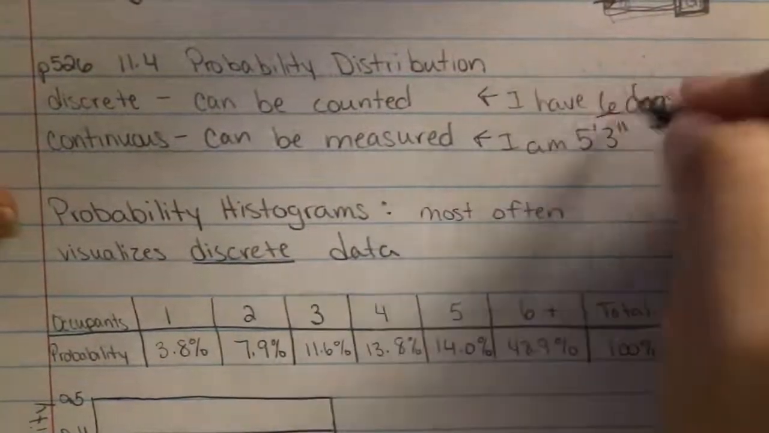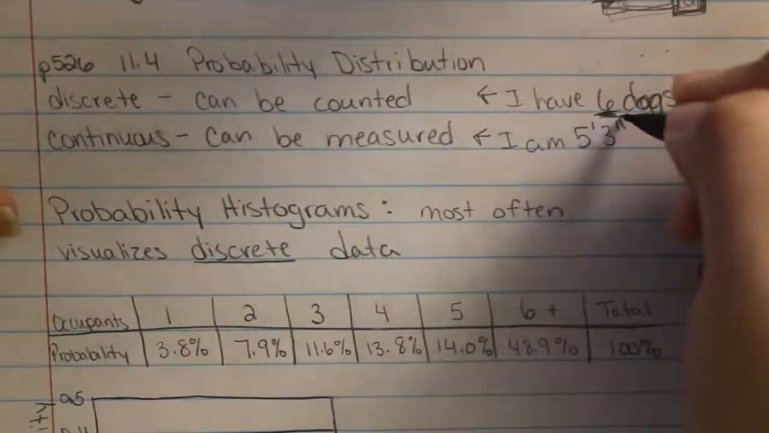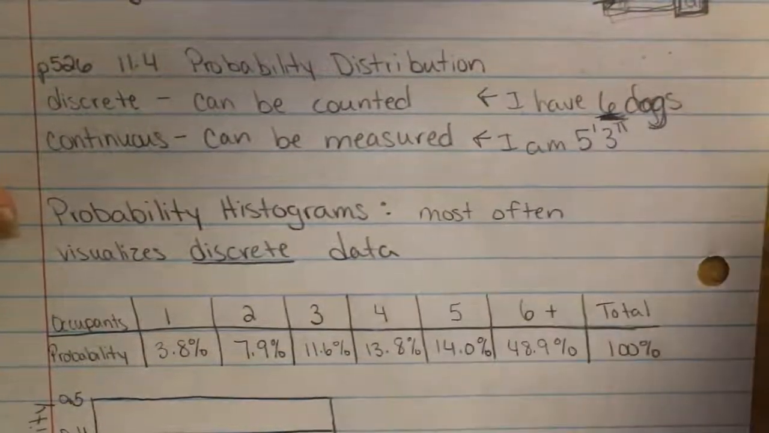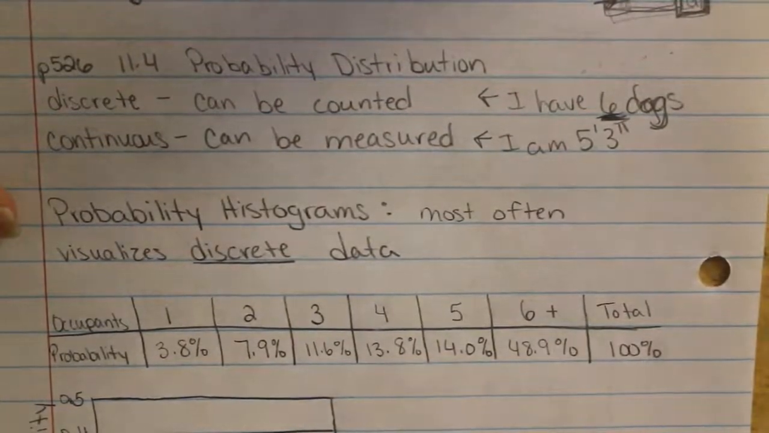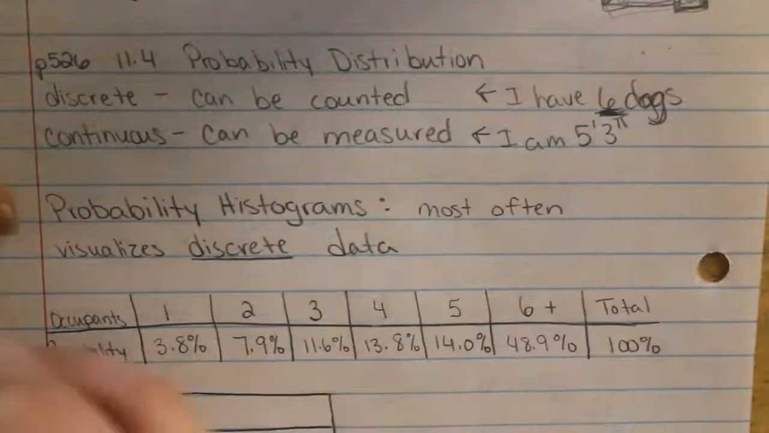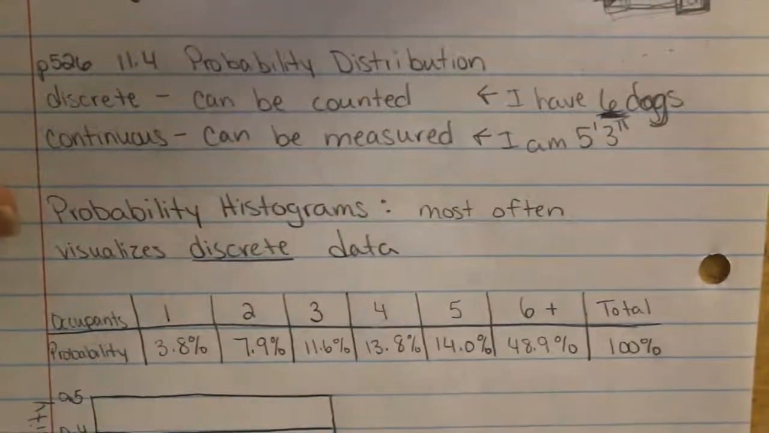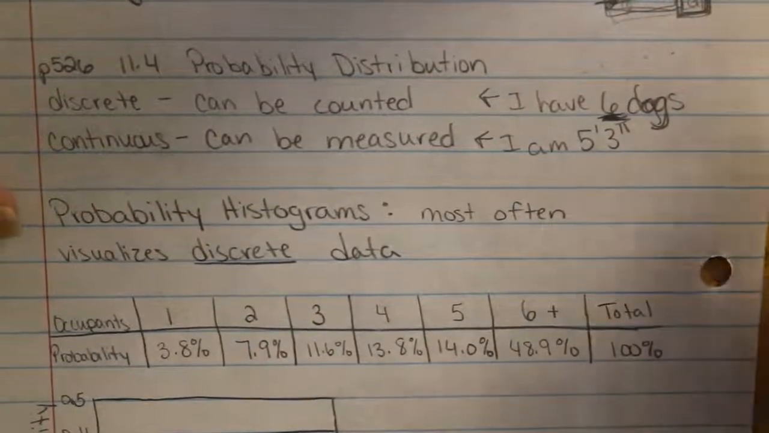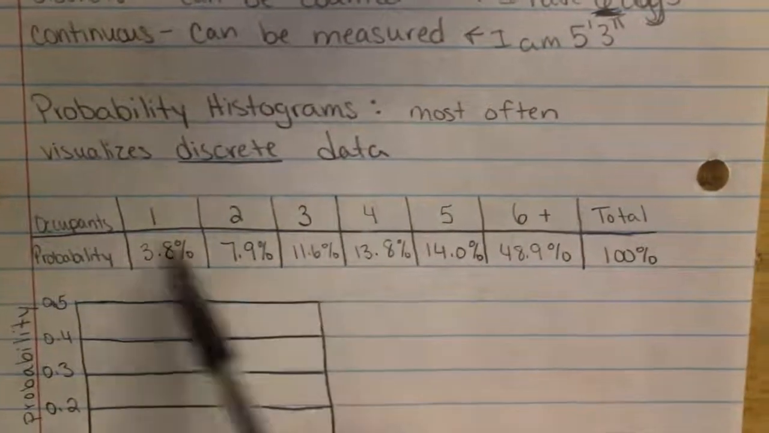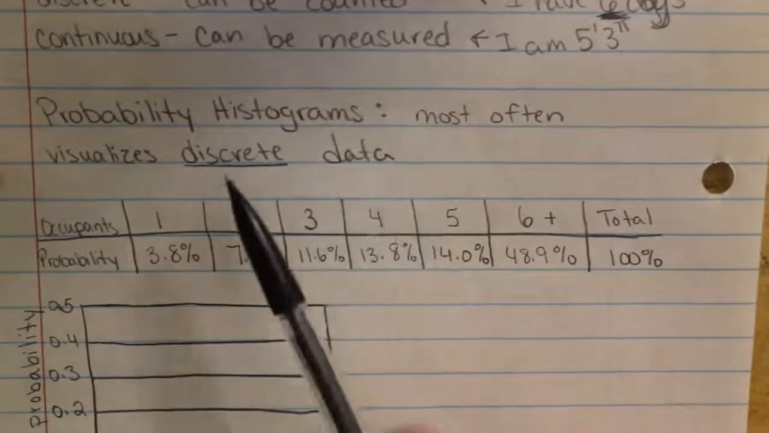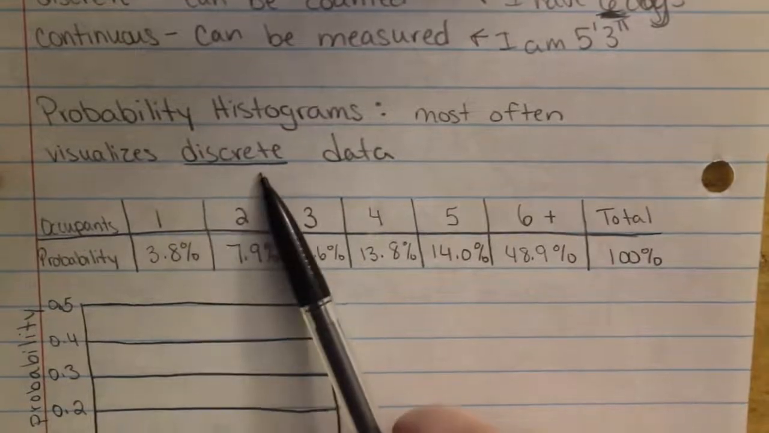So discrete is I can sit there and count it out. Okay, so I can sit here and say that on my table right now I have 4 items. I have my paper, my pencil, my eraser, and my camera lens cover. Okay, so I have 1, 2, 3, 4 items. That's what discrete means. So probability histograms, other than what we've been doing with this, probability histograms are they most often visualize discrete data.